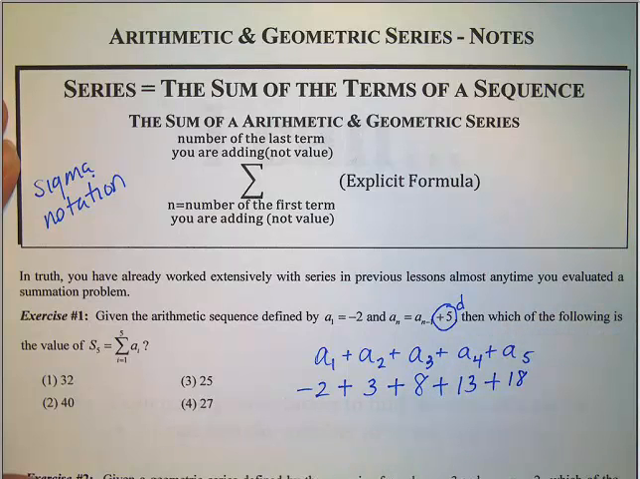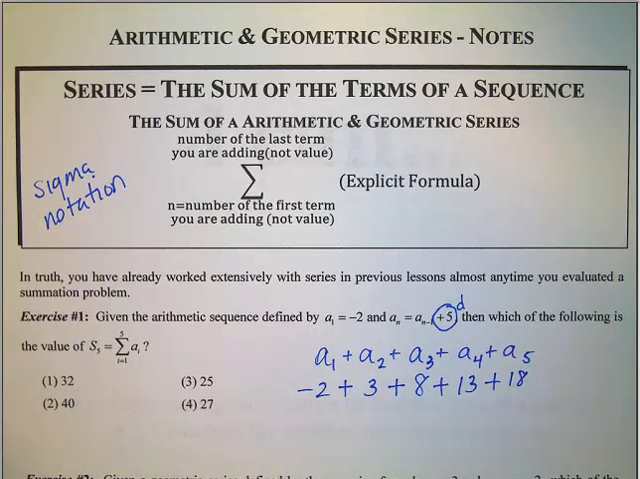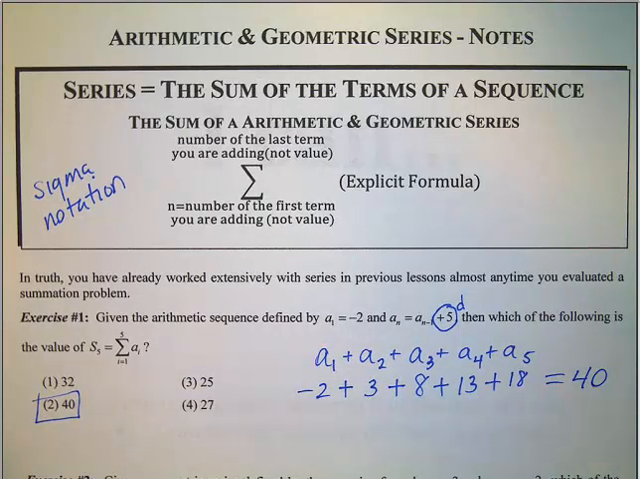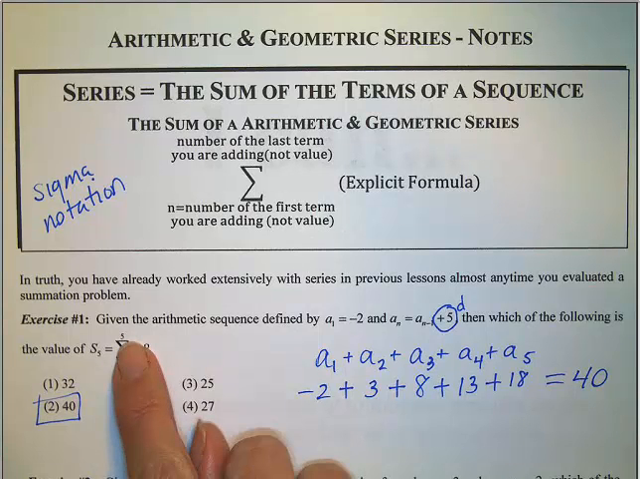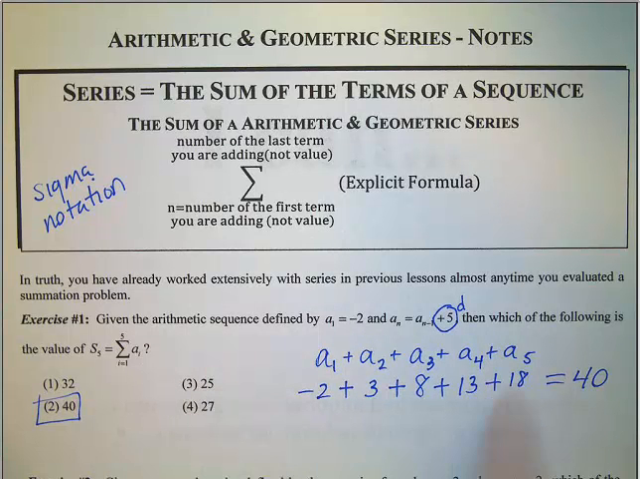Now, I need to add all those up. So, pause it and add them up. And you should have gotten the answer of choice 2. The sum is 40. So, the sum of the first 5 terms from 1 to 5, we found them and added them up, and we got 40. All right. So now exercise 2.